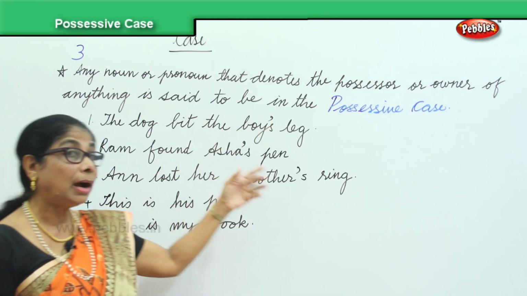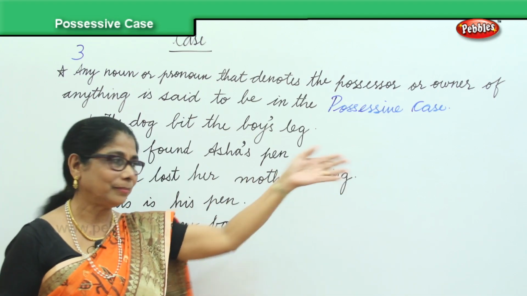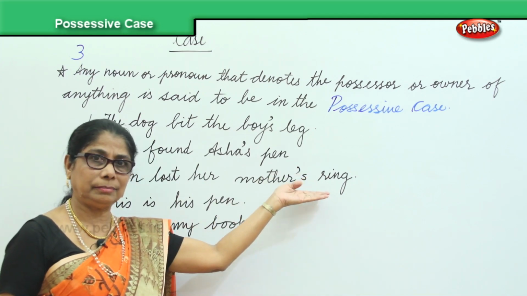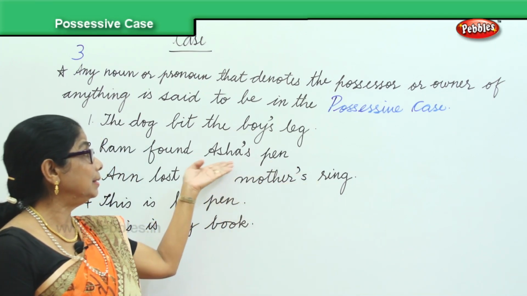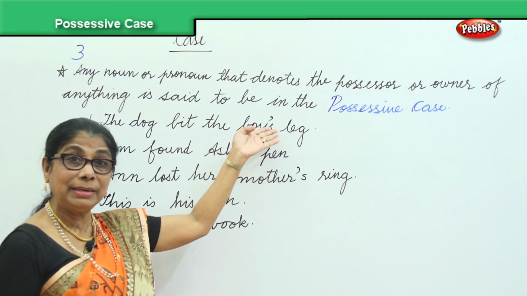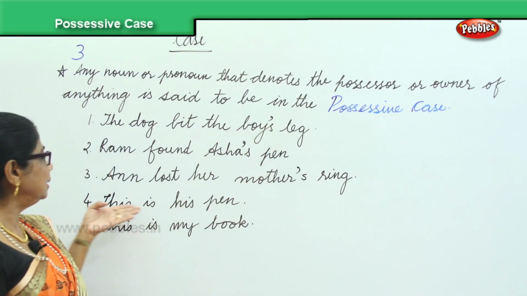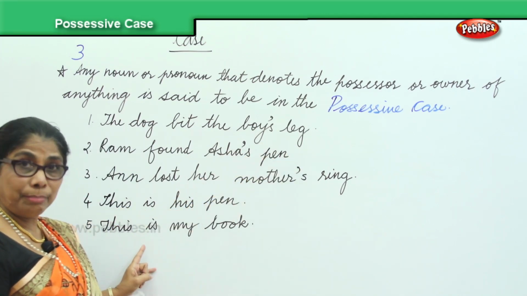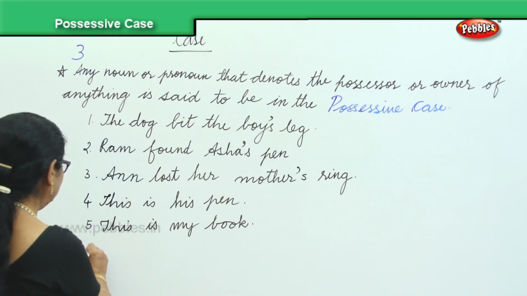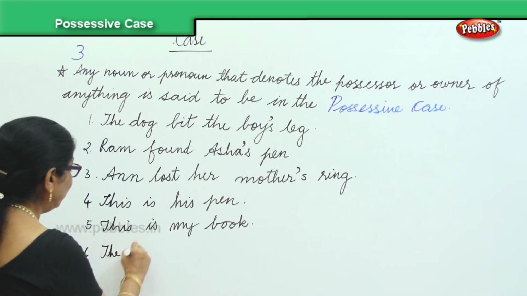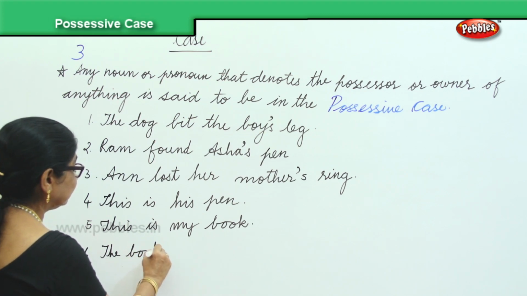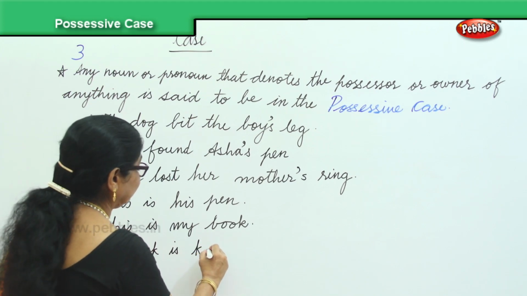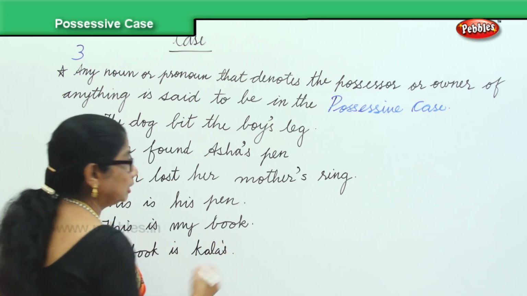Ram found Asha's pen and lost her mother's ring. So the ring was mother's, the pen is Asha's, the leg that is bitten is the boy's. Here, this is his pen and this is my book. Then you can say the book is Kala's. You can't say it's my book, it's Kala's book.